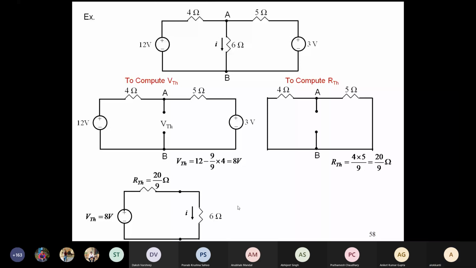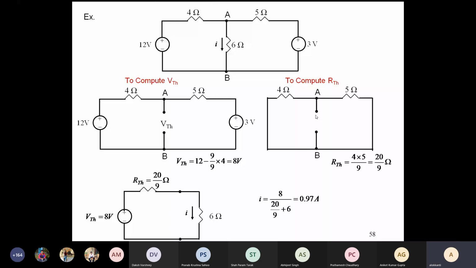Sir, why did we take resistors in parallel here? Which one? Sir, here we got 20 by 9, right? If we remove the load, then it must be in series, right? Here I am finding the resistance between this point and this point, between A and B. Oh, okay. Between A and B, because the load was across A and B only. Okay, got it.